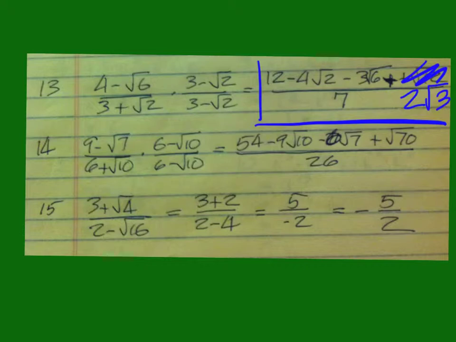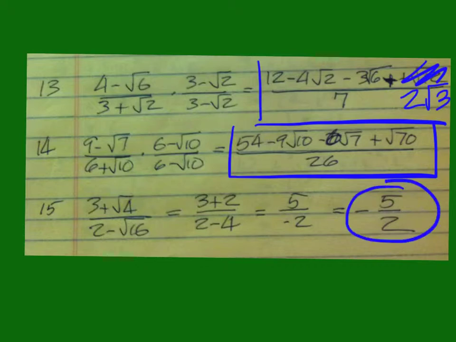And for 14 you should have 54 minus 9 square root of 10 minus 6 square root of 7 plus square root of 70 over 26. 15 is simply negative 5 over 2. You could have had negative 2.5. I would have taken that as well.